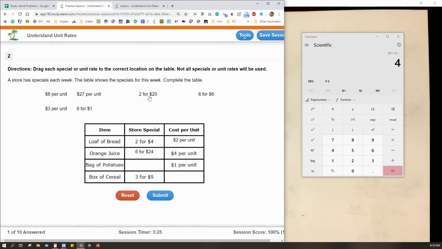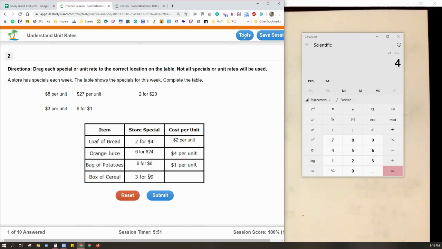What about these other ones? What would this have been? $20 for 2, 2 for $20. That would be $20 divided by 2. That's $10 per unit. $6 for 6, 6 for $6. That's $6 divided by 6. That's $1 per unit. And hey, that's what we're looking for with the potatoes. So that is what goes right here. $1 per unit, 6 for $6. $6 divided by 6 gets us $1 per unit.